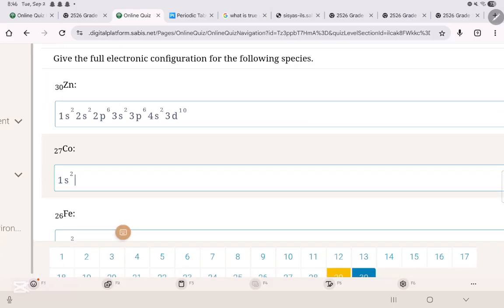Again, you have to know how to do the electronic configuration. I'm not going to do it for all of them. It's going to take me 10 years if I do them all on the video. You guys should know how to do it.